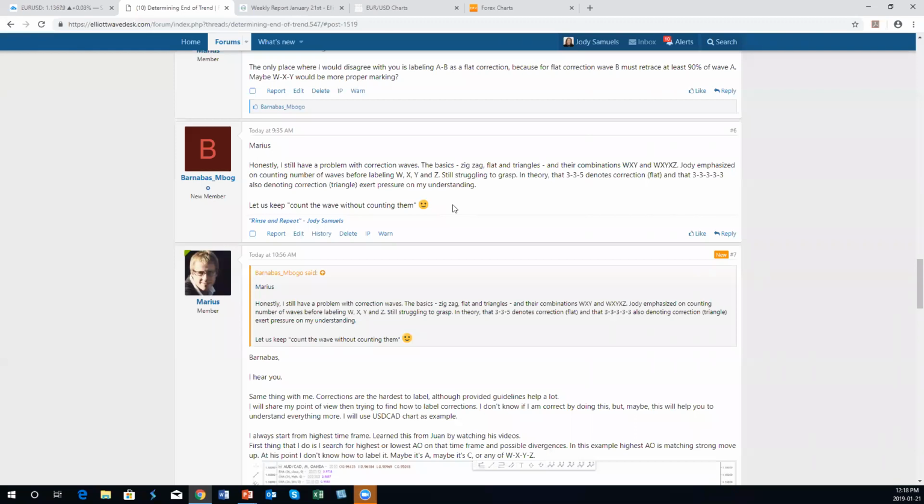It can be a correction on its own, of course. It can be a wave 4 triangle, which leads to a wave 5. That's very common.